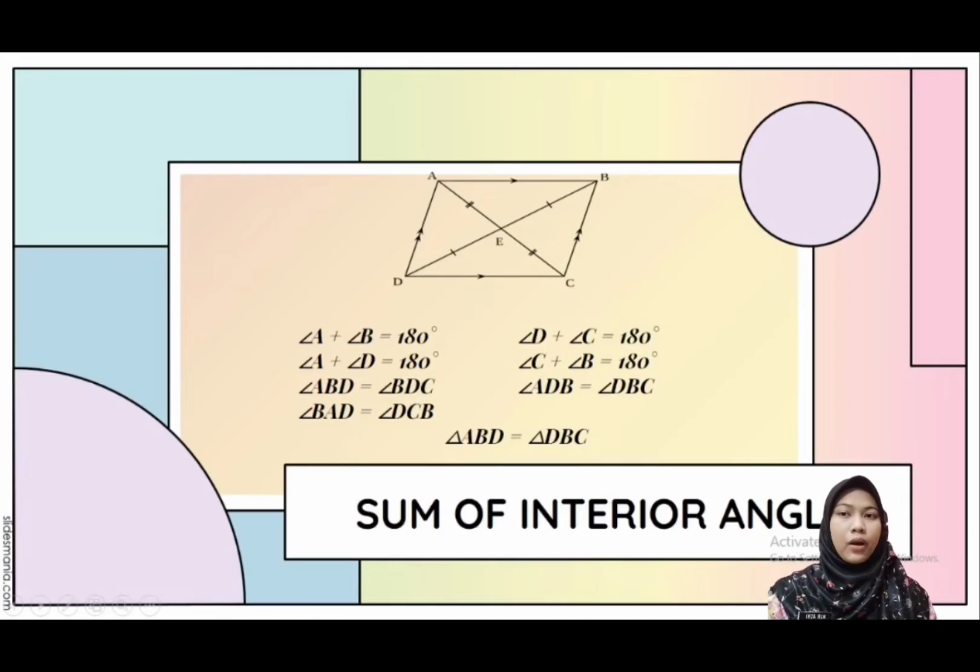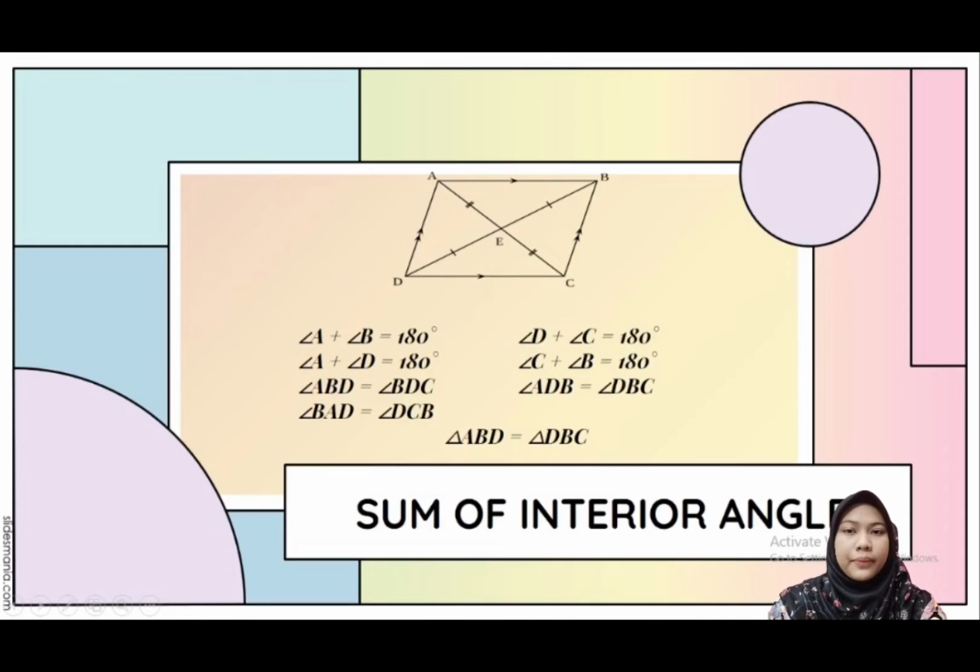For the sum of the interior angles of a parallelogram, we can see that angle A plus angle B equals 180 degrees. Angle A plus angle D equals 180 degrees. Angle D plus angle C equals 180 degrees. And angle C plus angle B equals 180 degrees. From the picture also, we can say that angle ABD is equal to angle BDC, and angle ADB is equal to angle DBC.